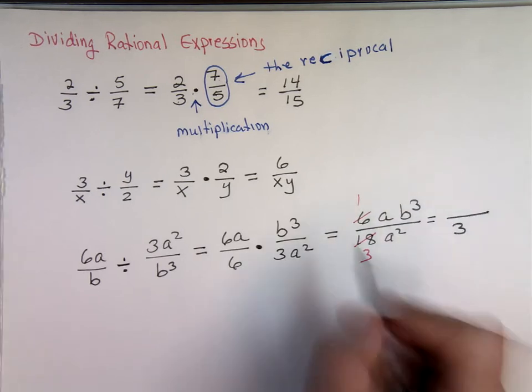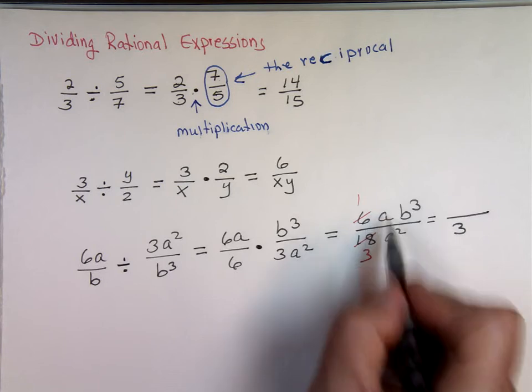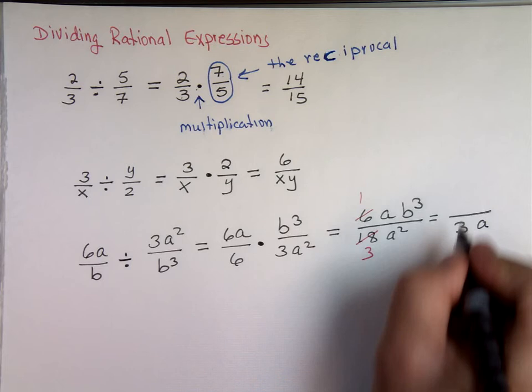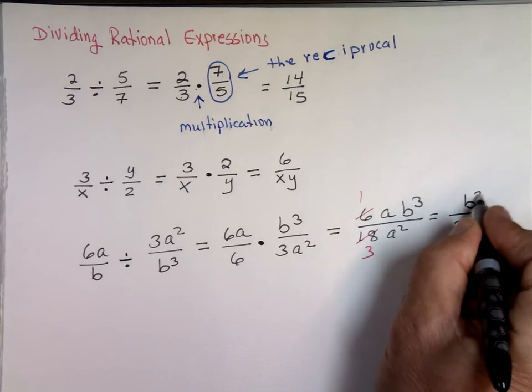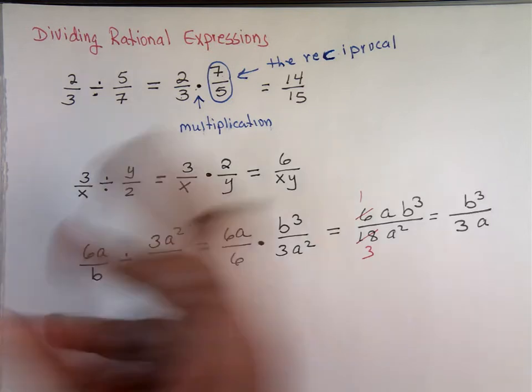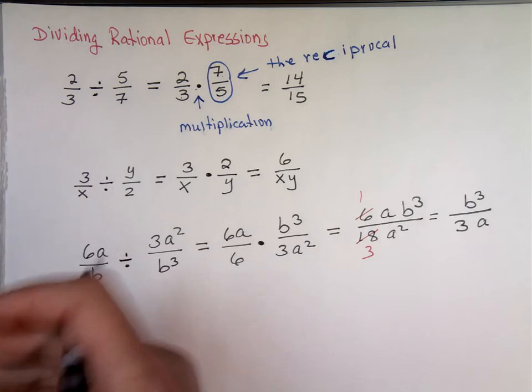I have 1a on the top, 2 on the bottom. That will leave me with 1 on the bottom. And I got 3 b's on the top. B cubed. So just do that extra step. Change it to multiplications and flip the second one and apply the rules that we learned for multiplications.